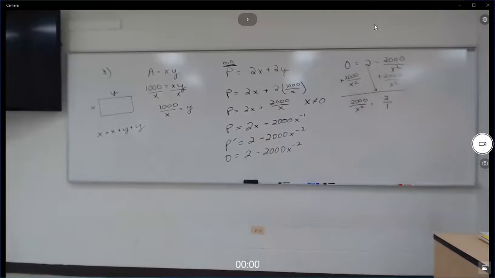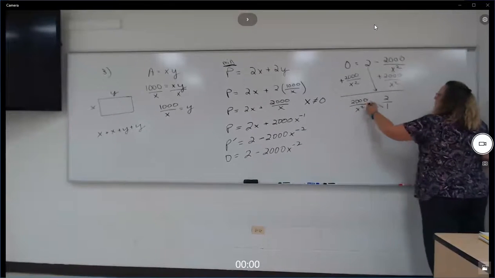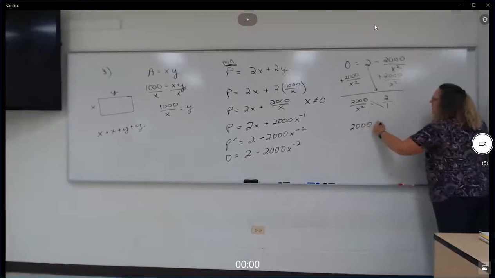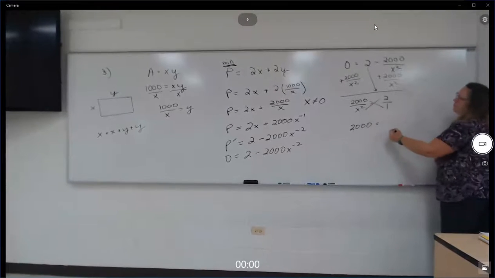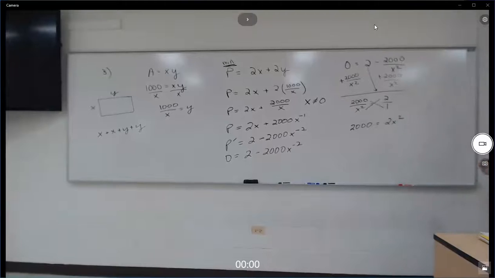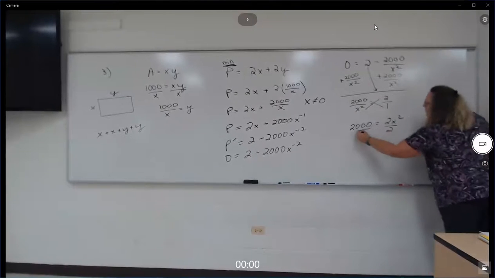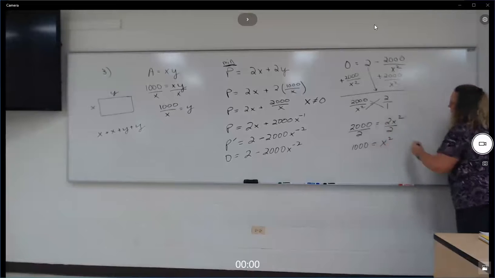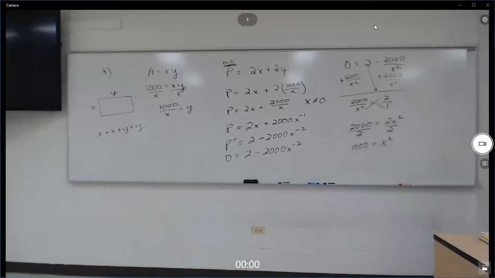Not that it's super messy, but I think everything on the homework I can double check. Well, let's take a look at the answer and then we'll backtrack. So 2000 times 1 is 2000 equals x squared times 2, 2x squared. Divide both sides by 2. And here's what I'm talking about. How do we get x by itself?